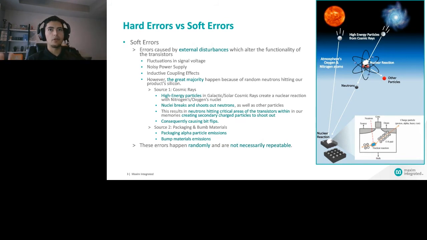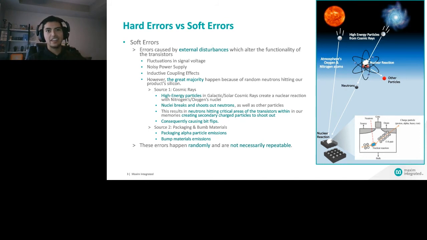So that's hard errors. Now moving on to the soft errors, this is a little different, and maybe you guys are not familiar, so I'm going to give a little bit of background on what soft errors are. And I might get a little scientific here, but I think it's going to help understand why this type of error happens. These soft errors are actually caused by external disturbances, which alter the functionality of our transistors or our flip-flops or our integrated circuit in general. This could be either fluctuations in signal voltage, maybe a noisy power supply, and inductive coupling effects.